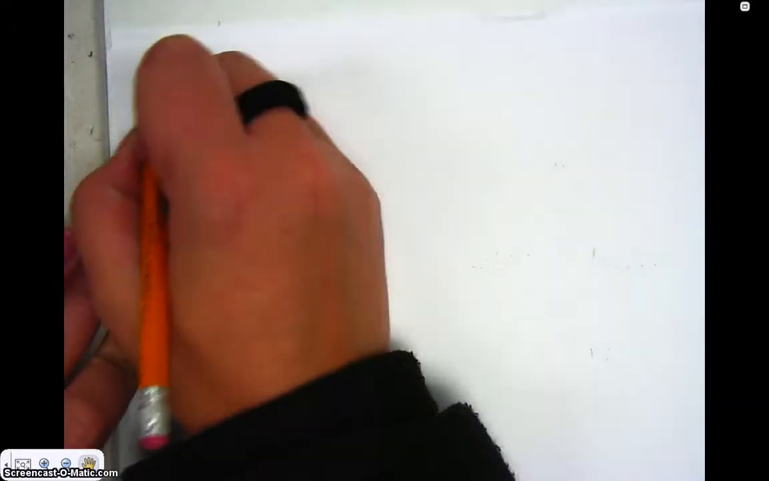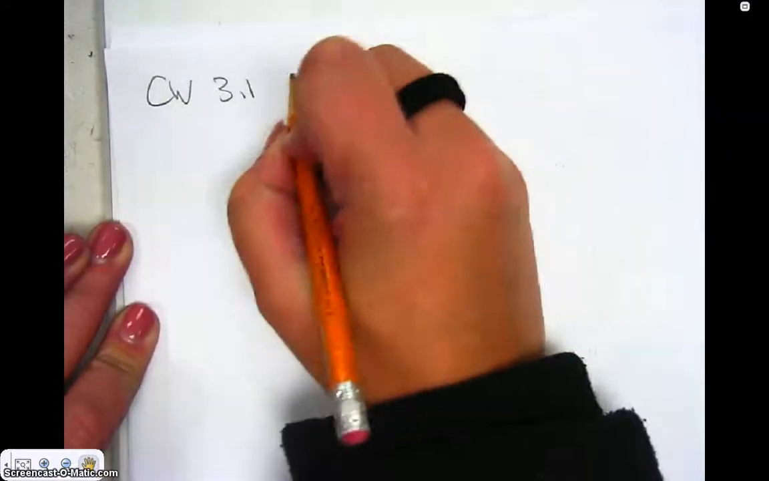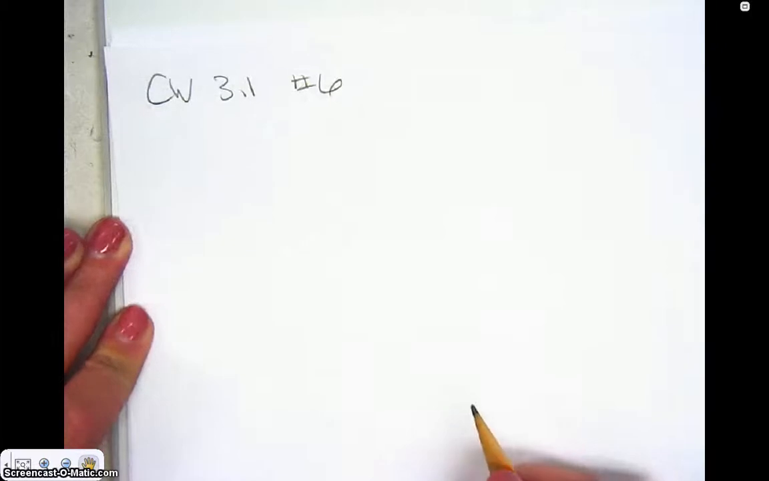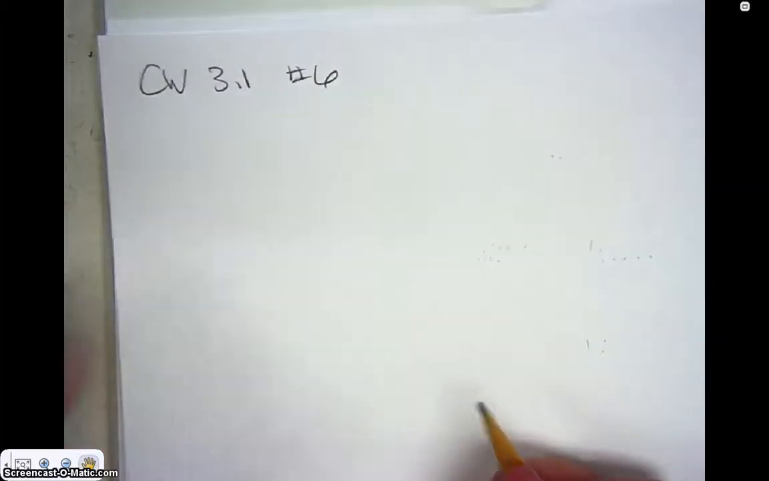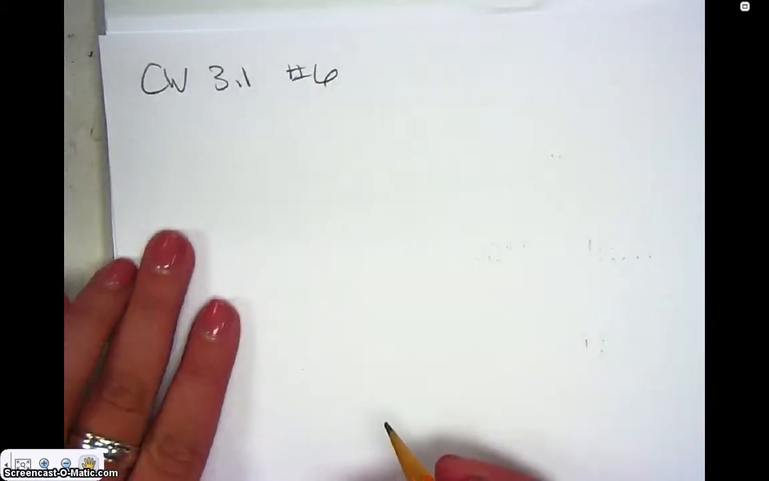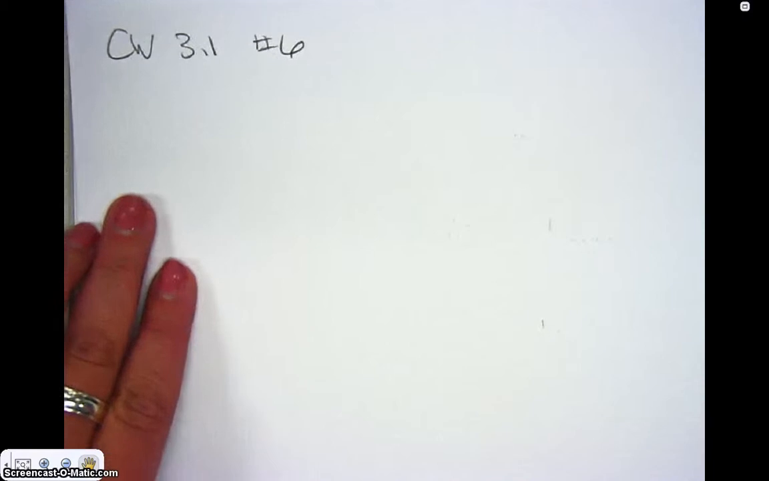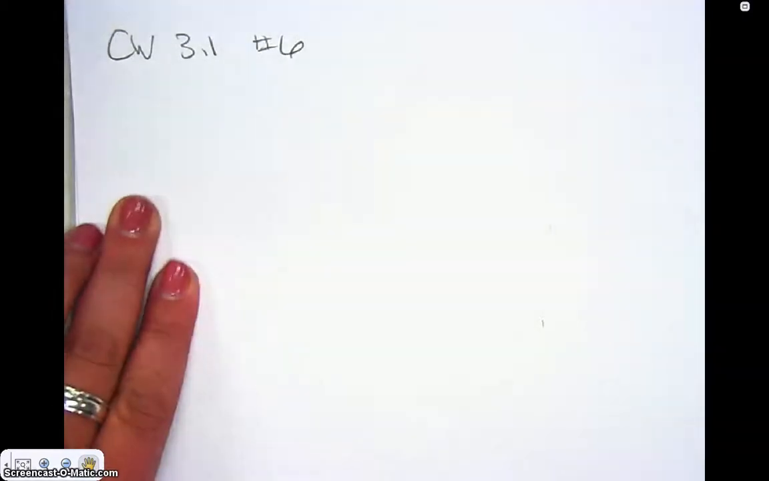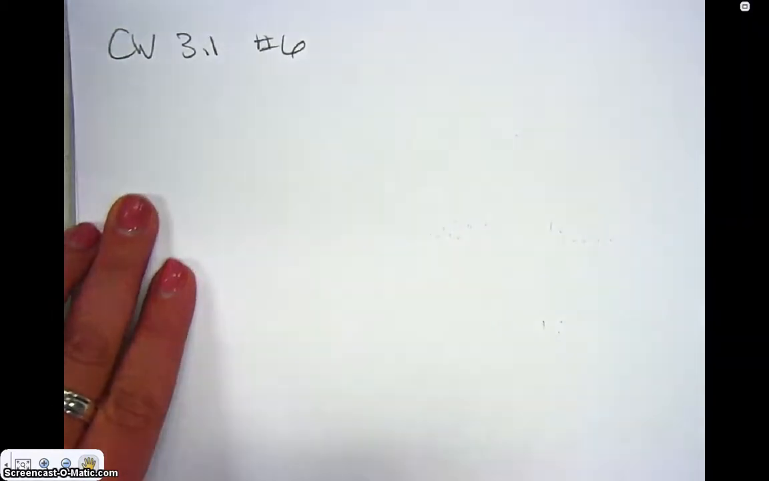In this video, we're going to do classwork 3.1, number 6 and 11. So let's start with number 6. In this case, it says that we have a ball attached to a cord and it's being spun in a horizontal circle on a frictionless surface.